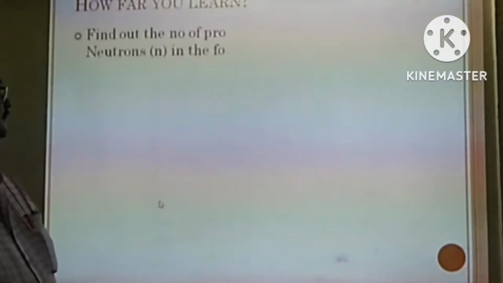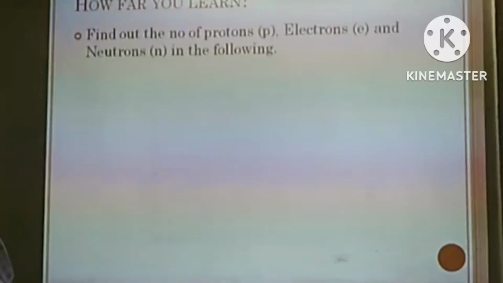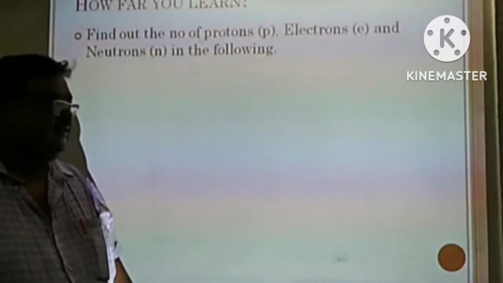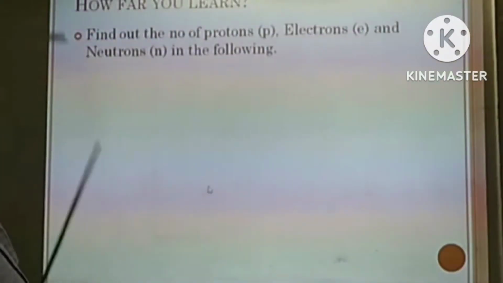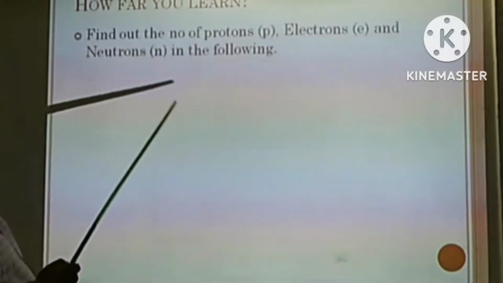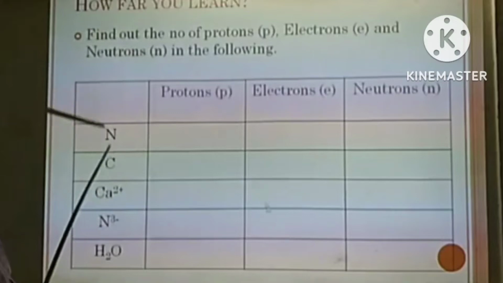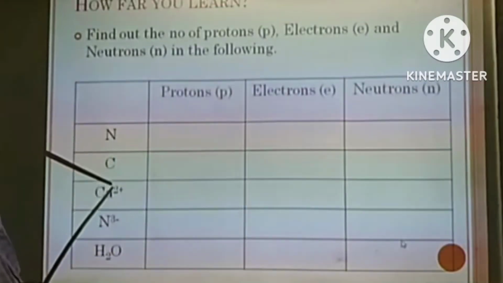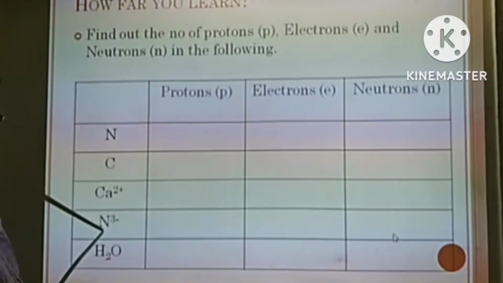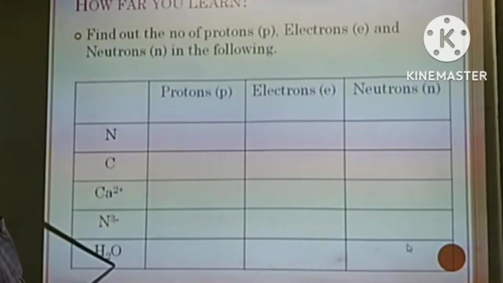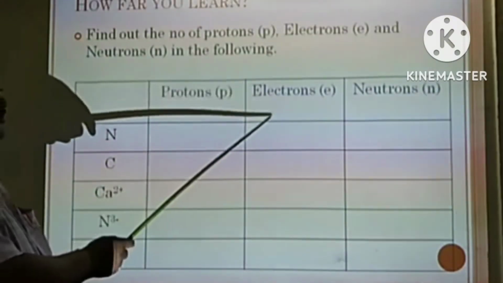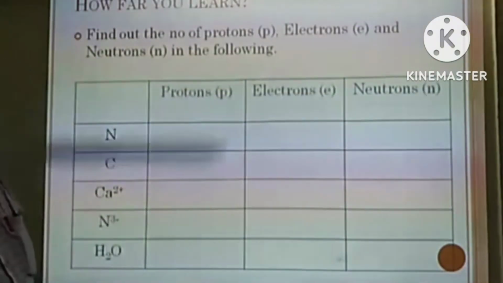The next part, let me check how far you have learned. Sometimes this type of question may come in the examination. Find out the number of protons, electrons and neutrons in the following: nitrogen, carbon, calcium 2 plus, nitrogen 3 minus and water. Protons, electrons and neutrons we will have to find out.